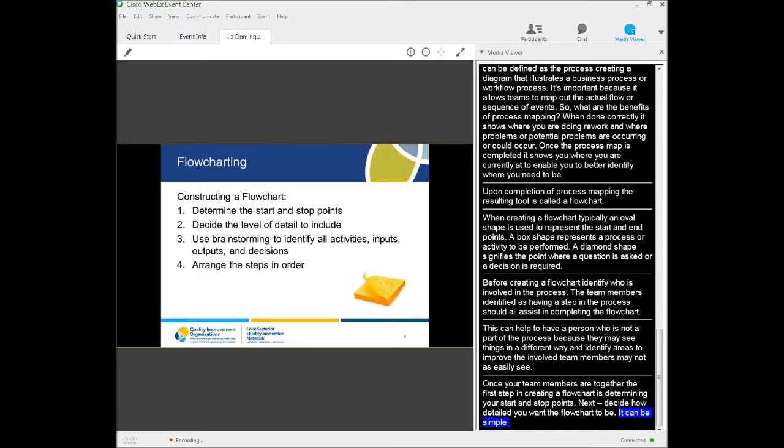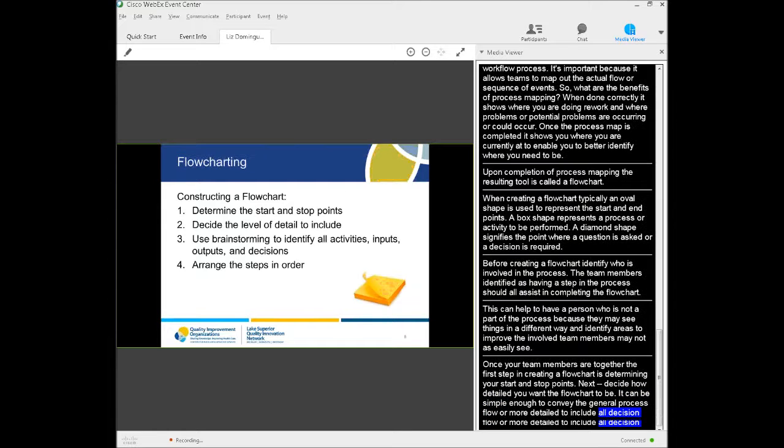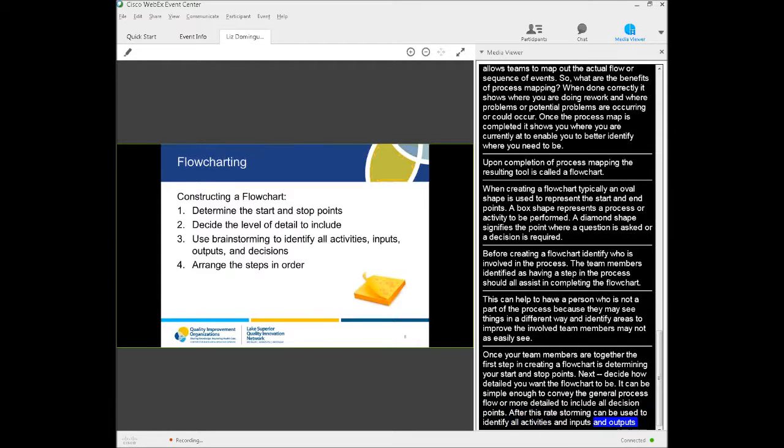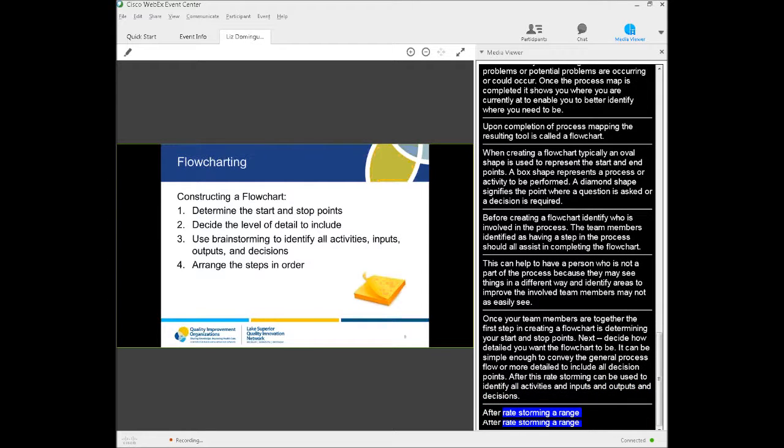After this, brainstorming can be used to identify all activities, inputs, outputs, and decisions. After brainstorming, arrange the steps in the order that they occur. Sticky notes work well since they can easily be changed or rearranged.